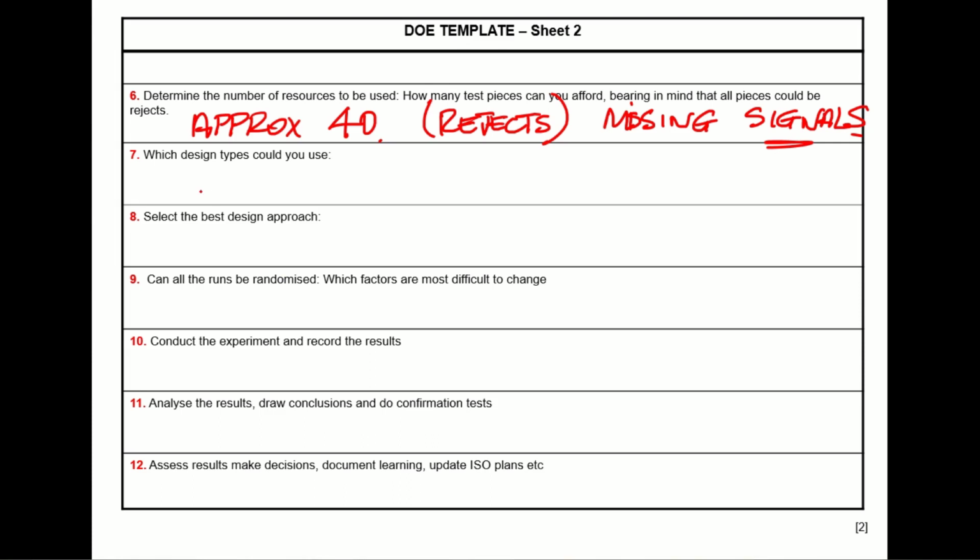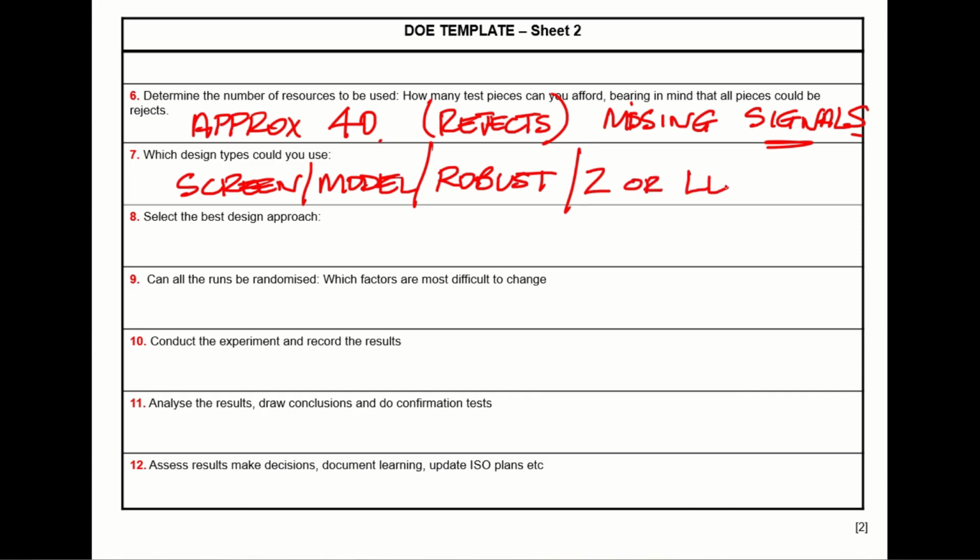Then the next box, box number 7, which design types could you use? So are you going to screen? Are you going to model? Do you need to add robustness to your experiment? Is it a 2-level experiment or a 3-level experiment? So there's an awful lot of choice here. Obviously, we've got the computer-aided menu, but there is some choice. Write them down, which is the best for you, which is the next box, of course. Select the best design approach. Great question, very simple, maybe not simple to answer.